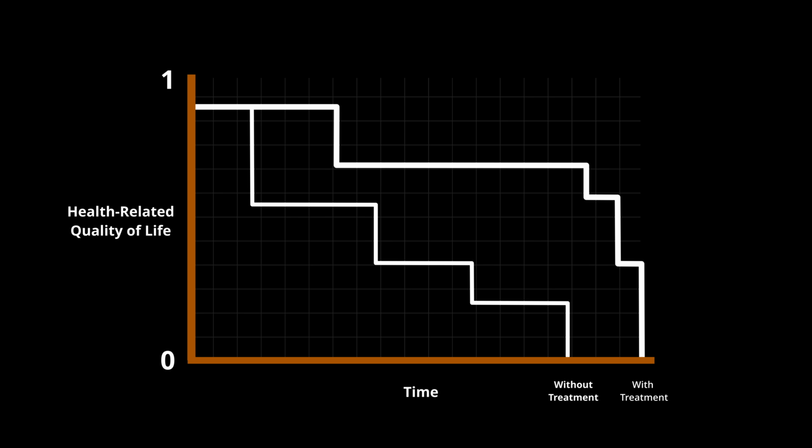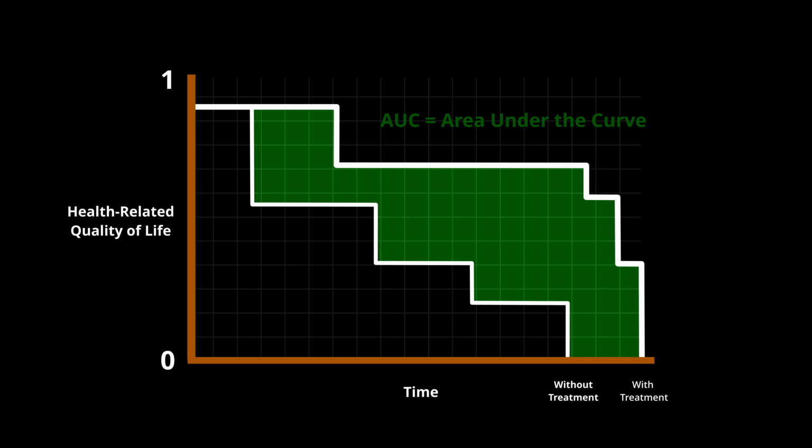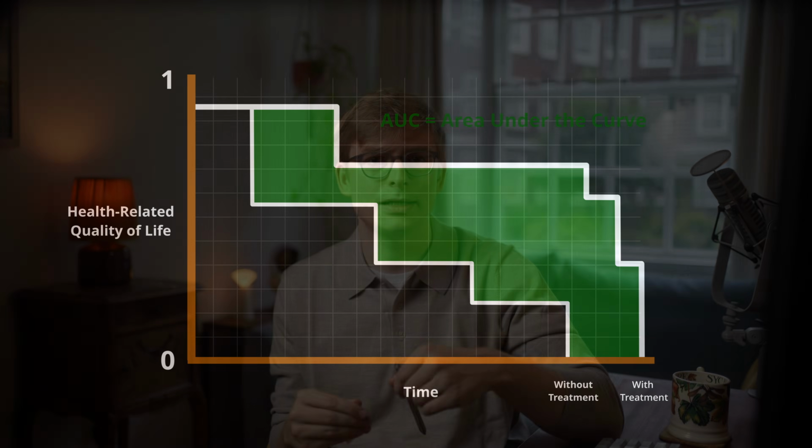And since the treatment is very effective, the patient who receives the treatment does not only live longer, but also has a higher quality of life during the treatment. And through measuring the area under the curve for both patients, we can then derive their total QALYs and calculate the QALYs gained by taking the difference between the two areas under the curve. In this example, the QALYs gained from the treatment are represented in the area highlighted in green.